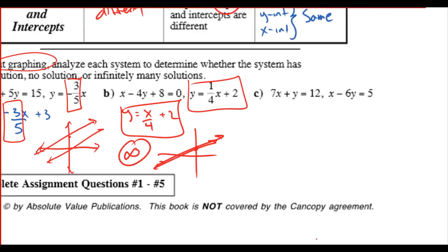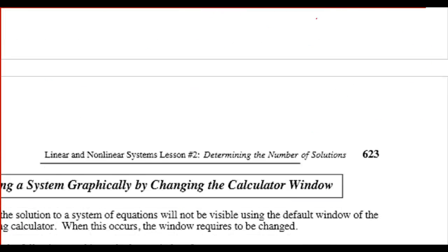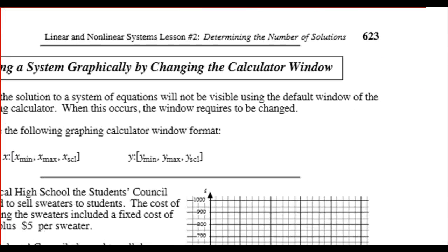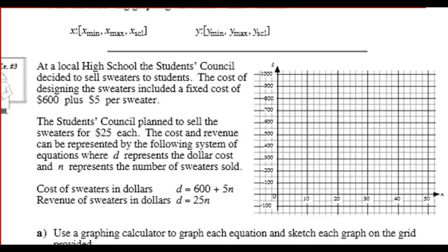All right, for this one, we have y equals negative 7x plus 12, and we have y equals x over 6 plus 5 over 6. I can tell that their slopes and their y-intercepts are different, so we're only going to have one solution here. Okay, I'm trying to move quickly here because I want to get to this graphing example. All right, so let's just do this last one here.